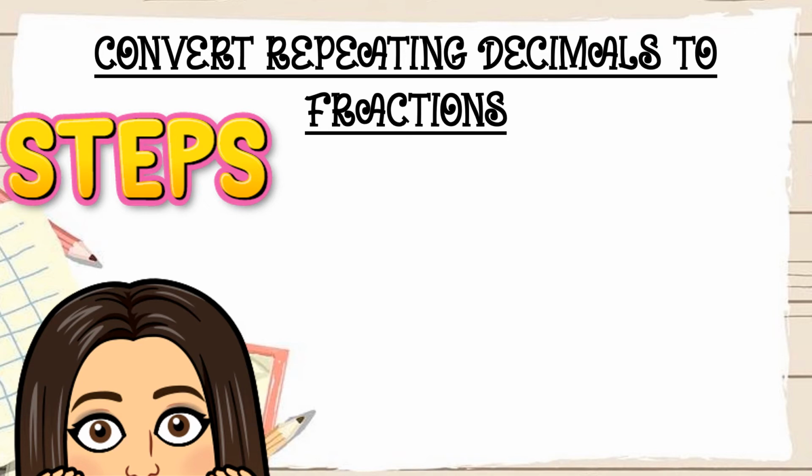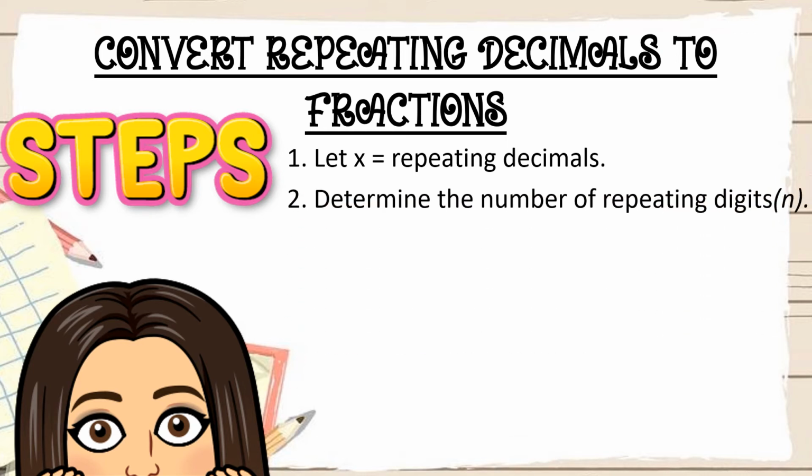Okay, so next, let us convert repeating decimals into fractions. We simply follow these procedures. The first one, we let x be equal to the repeating decimal. The second one, we identify the number of repeating digits, if there is 1 or 2 or maybe 3 repeating digits. We represent this as n.